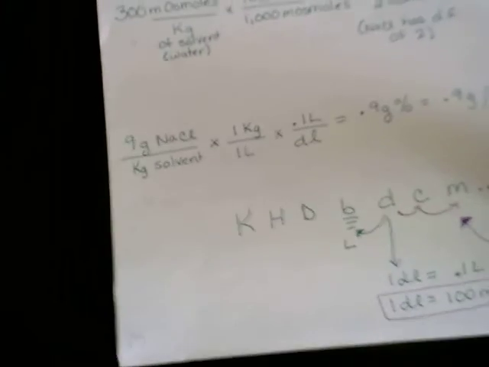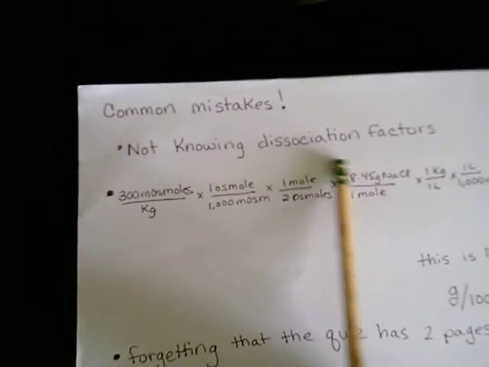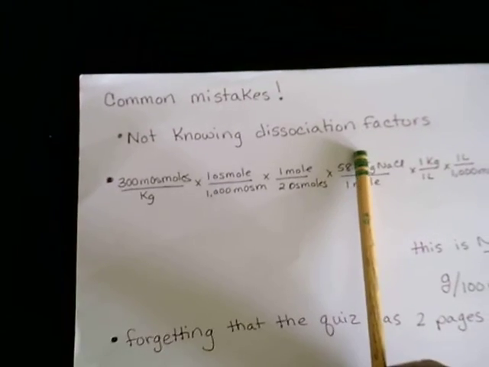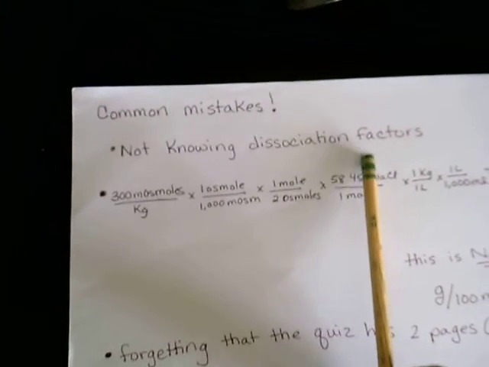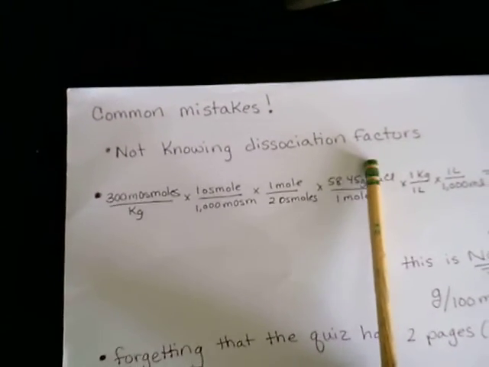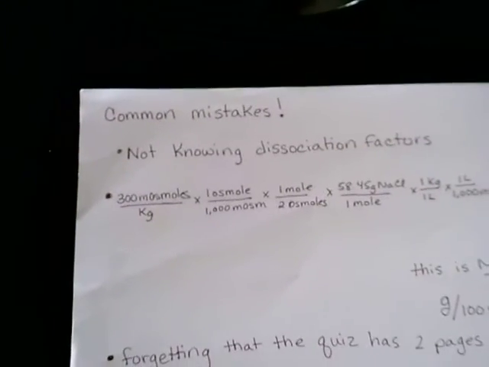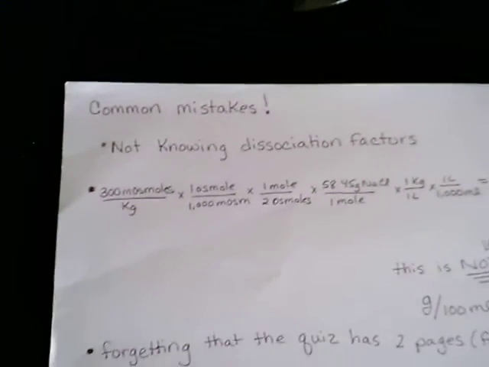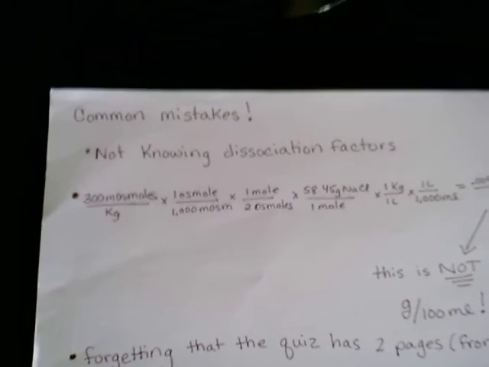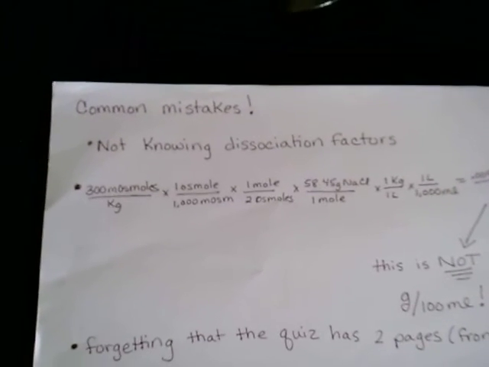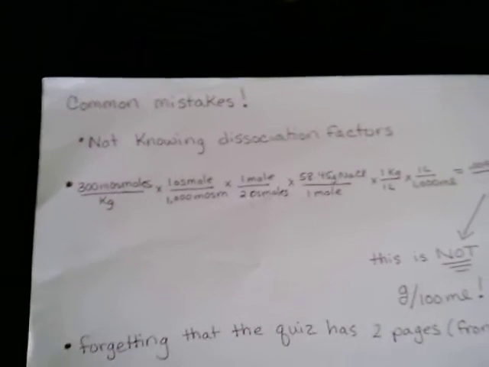Some common mistakes with this example are: 1. The student doesn't remember their dissociation factors. You were given a list in class and you're expected to know that. Don't forget, glucose and proteins have a dissociation factor of 1, which means they don't dissociate.